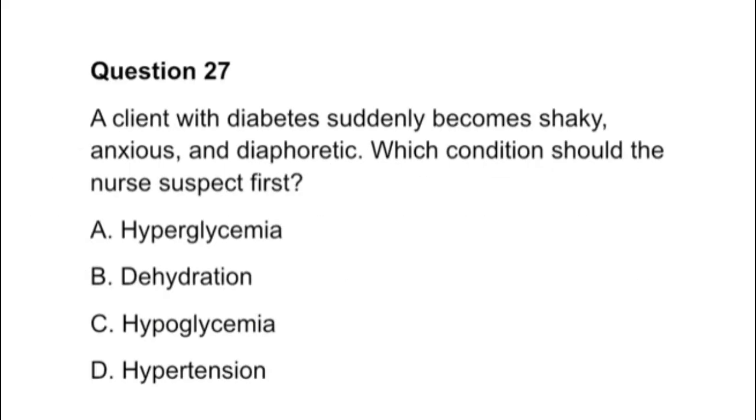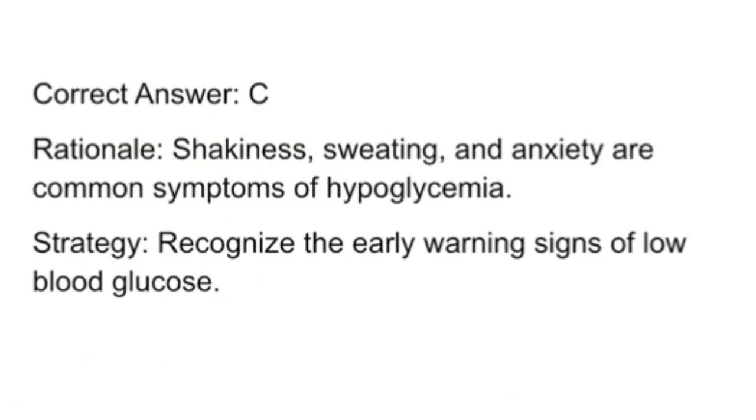Question 27. A client with diabetes suddenly becomes shaky, anxious, and diaphoretic. Which condition should the nurse suspect first? A. Hyperglycemia. B. Dehydration. C. Hypoglycemia. D. Hypertension. Correct answer, C. Rationale: shakiness, sweating, and anxiety are common symptoms of hypoglycemia. Strategy: recognize the early warning signs of low blood glucose.